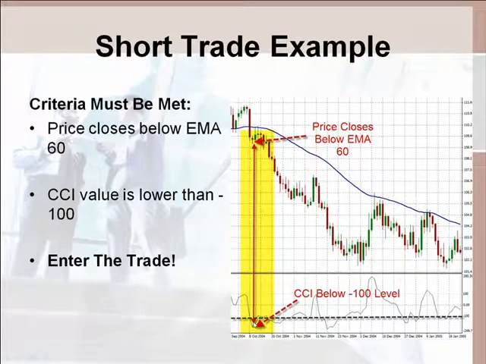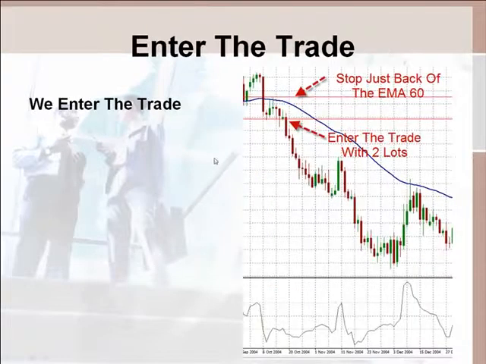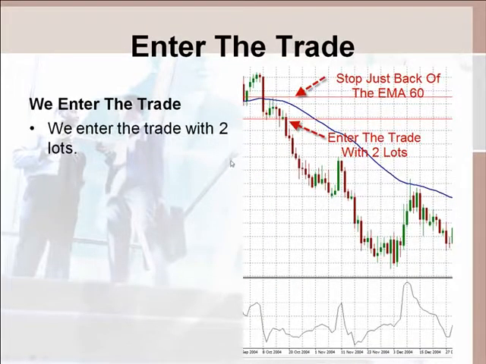So following our little red arrow all the way down here, there's our minus 100 level right there. And the CCI value is lower than minus 100. So that's our criteria met. We can now enter the trade. We're going to enter the trade with two lots. So we're going to go short with two lots.